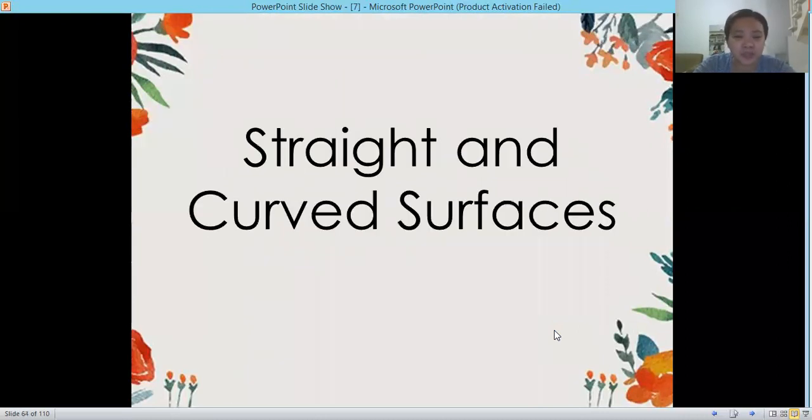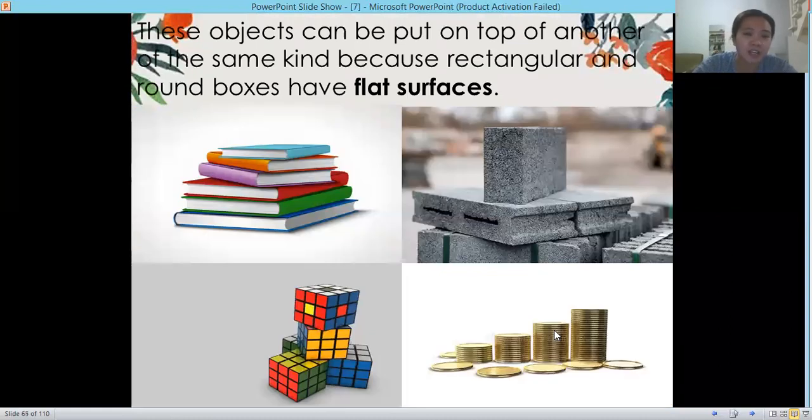Now let's go to straight and curved surfaces. So the books, the hollow blocks, the, what's this? Rubik's cube, and the coins, these objects can be put on top of one another of the same kind because rectangular and round boxes have flat surfaces. Okay po, ito yan. O, flat yung kanila, ilalim. So, you can put on top of one another.